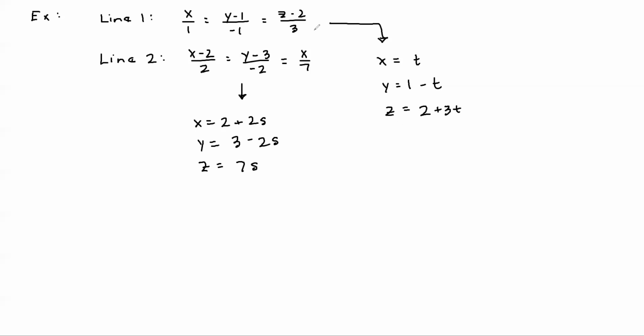So once you've represented the two equations, the way that you try and find a point that satisfies both of the two equations is to take the x, y, z values and set them equal. So we're going to get 2 plus 2s equals t, and 3 minus 2s equals 1 minus t, and 7s equals 2 plus 3t.